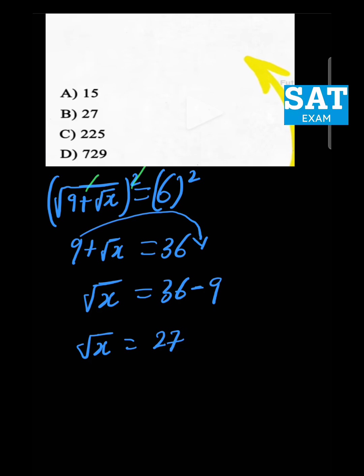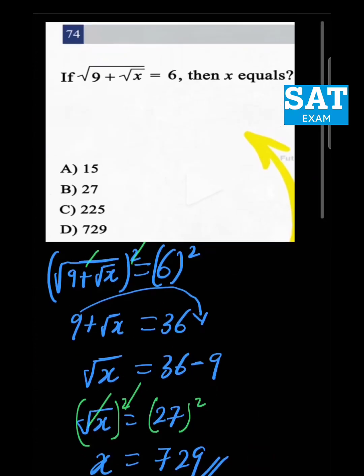which is going to give us 27. Now to get the value of x, we are going to square both sides of the equation in order to eliminate the square root. So we square the left hand side, we do the same thing to the right hand side, so that this square is going to cancel the square root. On the left hand side, we're left with only x, which is going to be equal to 27 squared, which implies 27 multiplied by 27, which is going to give us 729. So if you look at the options, D is the correct answer.